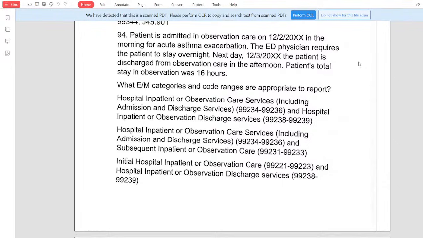Yeah, Sandeep, actually for this question, you can just check the question in your textbook. You will get an idea because all these options are headings. The patient is already admitted in observation care on 12/2, and again the ED physician required the patient to stay overnight. The total observation was 16 hours. So how will you code that? Which area would you choose for coding this scenario?